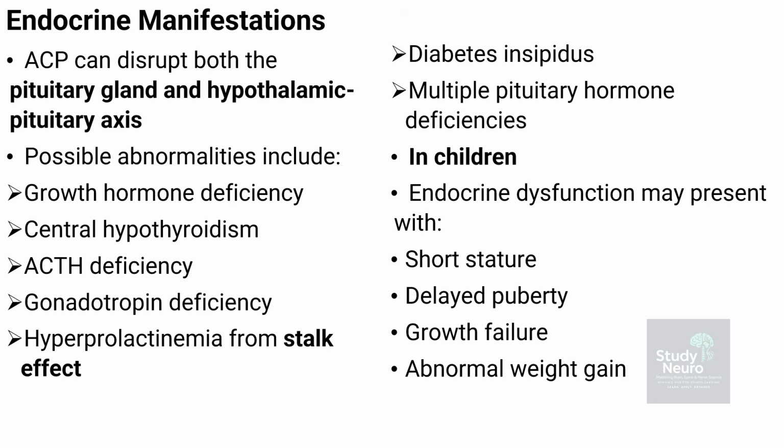The tumor can also compress the pituitary stalk, causing increased prolactin levels, while damage to the pathways controlling water balance may lead to diabetes insipidus. Some patients develop deficiencies involving several pituitary hormones at the same time. In children, these hormonal disturbances may present as poor growth, delayed puberty, or abnormal weight gain, which can sometimes be the first clue to an underlying craniopharyngioma.